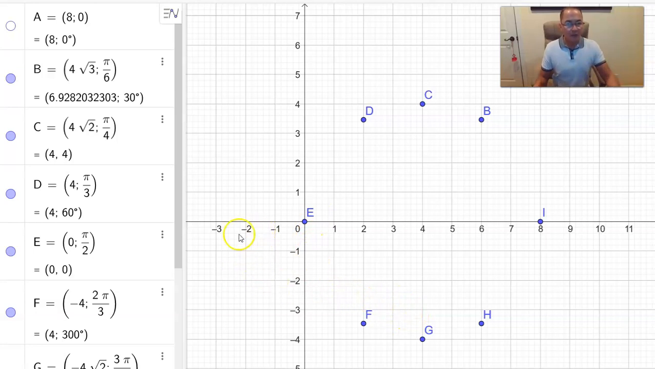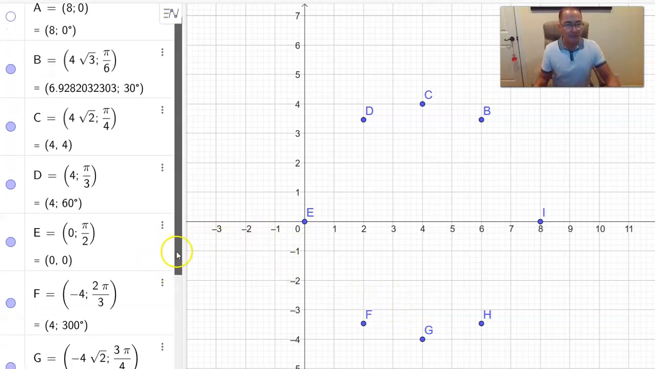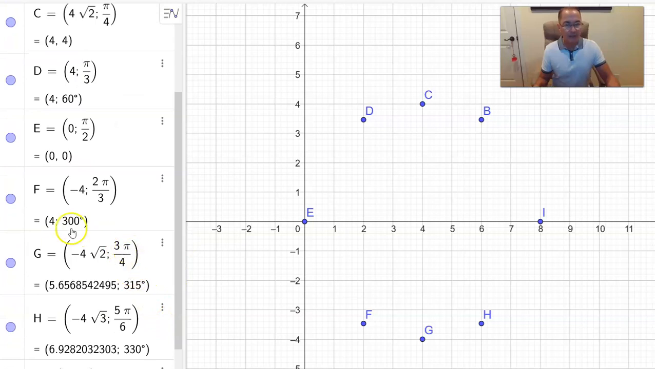Okay, and also, just to review, we have this point F, negative 4, 2 pi over 3. So 2 pi over 3 is supposed to be in the second quadrant, making an angle of 60 degrees from the negative x-axis. But because r is negative 4, we're going backwards by 4. So that's why we are down here.